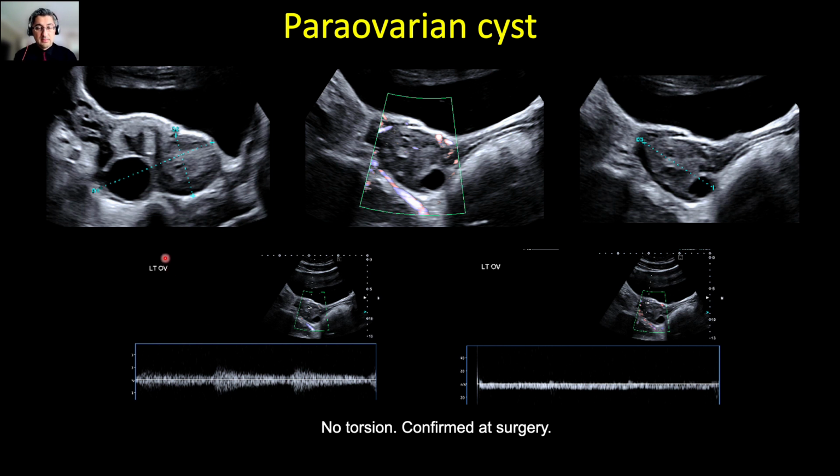Paraovarian cysts can be seen as in this case, there was this cyst adjacent to the left ovary. Here, there was flow in the left ovary, arterial and venous flow, but the patient was symptomatic, so underwent surgery, and there was no torsion at surgery.